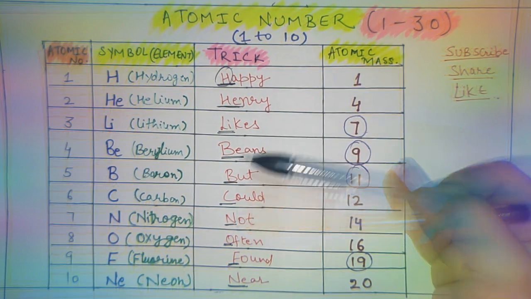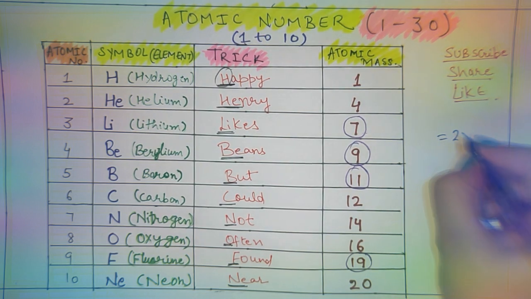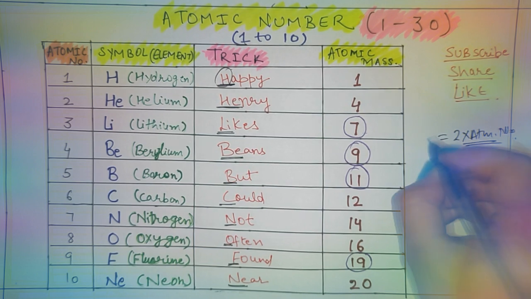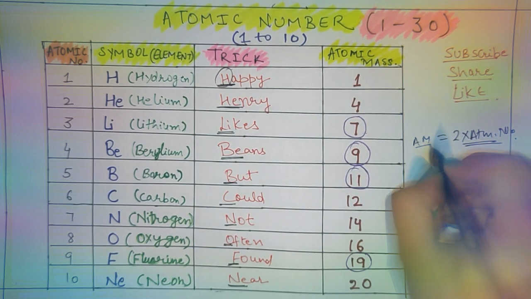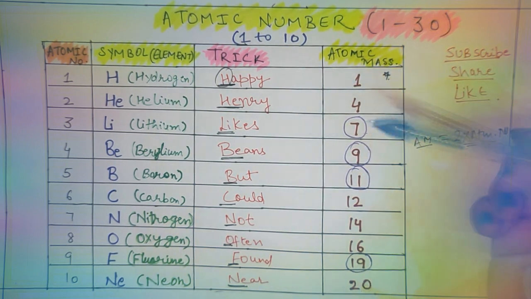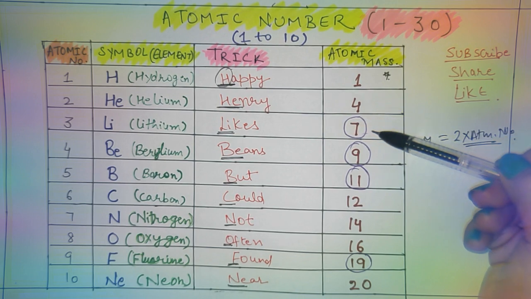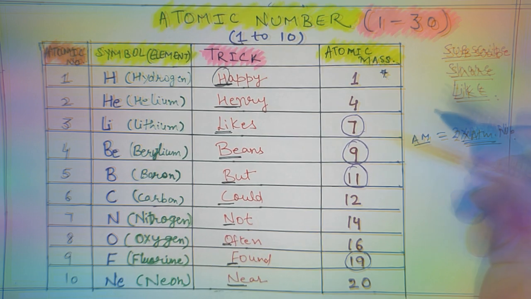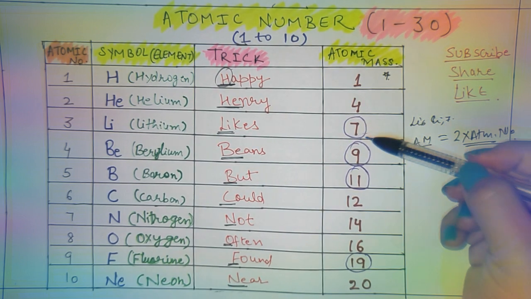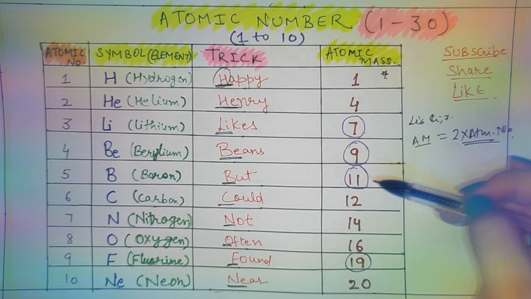Now the atomic mass is generally 2 multiplied by the atomic number for most cases. So the atomic mass for hydrogen is 1. This is an exception. Then for helium it is double, that is 4. For lithium it should be 6 but it is 7, because lithium has two isotopes, lithium 6 and lithium 7. Same with beryllium, atomic number is 4 but the mass is 9. Boron's mass is 11.